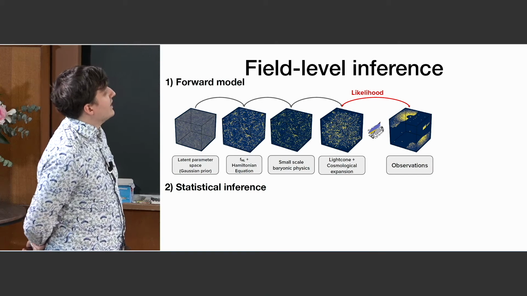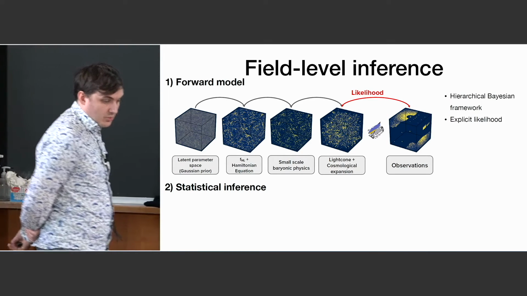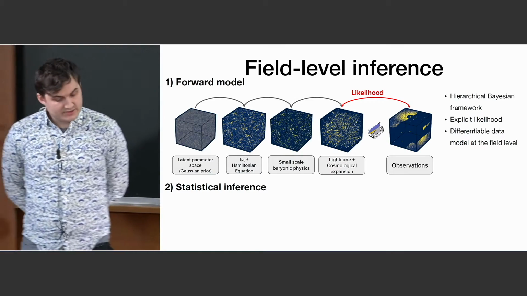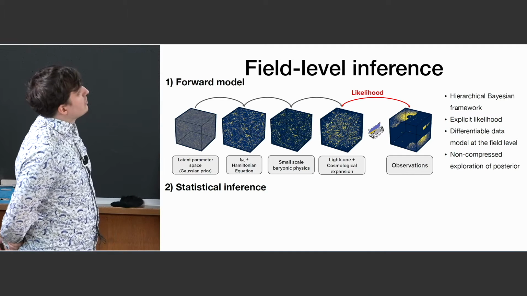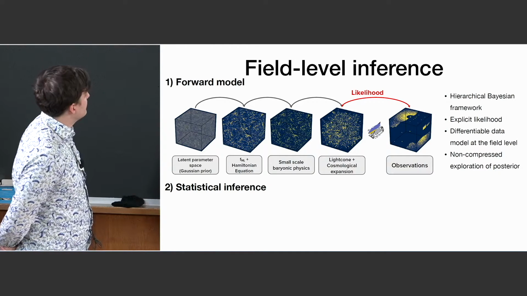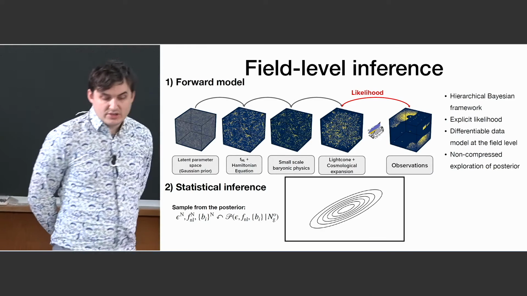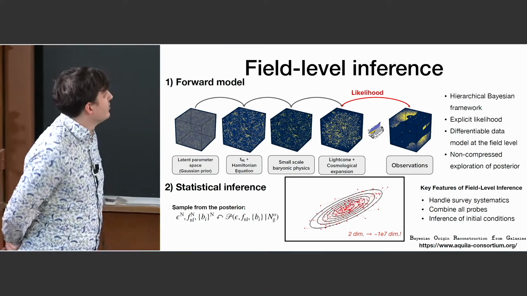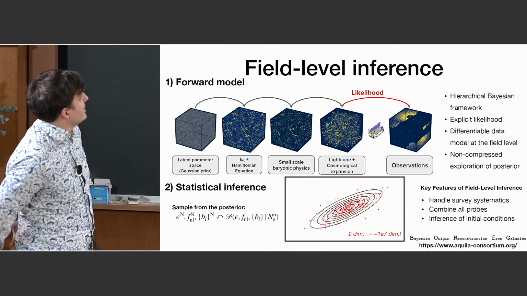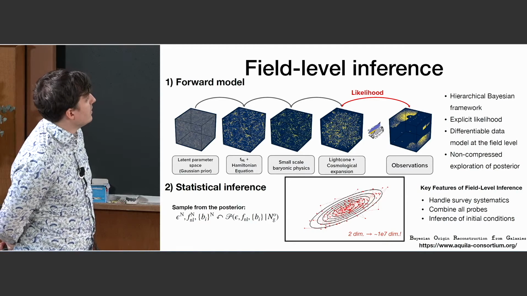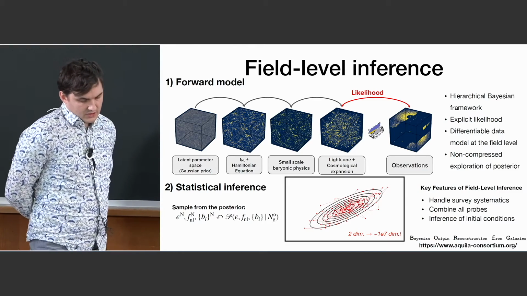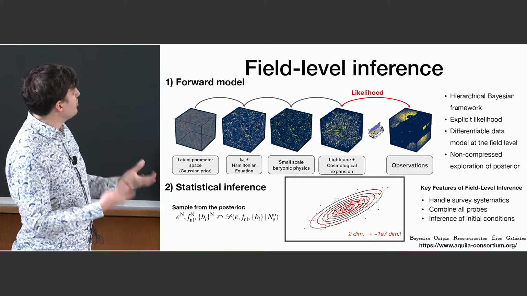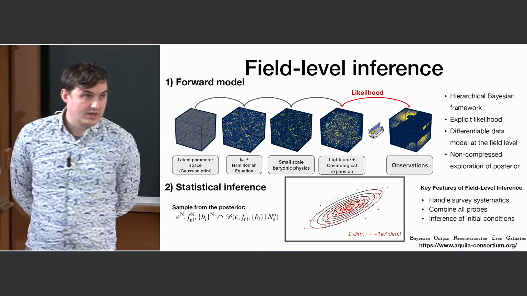And this we can then collapse to a likelihood, so we can place it into a Bayesian framework where we compute an explicit likelihood. Now, this data model is also differentiable, meaning that we use Hamiltonian Markov chains to guide the sampling procedure, and thus we can achieve this non-compressed exploration of the posterior. So we can place this into a statistical inference framework and sample from the posterior. Similarly to how we would sample from a 2D posterior, we instead have a posterior with on the order of 10 to 100 millions of parameters, each corresponding to the density fluctuations in the field. I mentioned some of the highlights of field level inference, and the main thing for primordial non-Gaussianity is that we'll be able to combine all of the probes jointly in a consistent framework to constrain FNL.